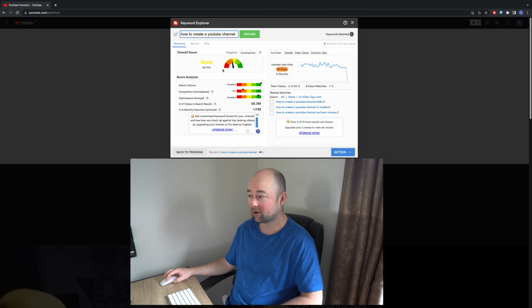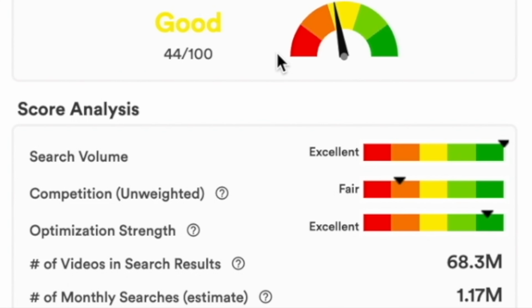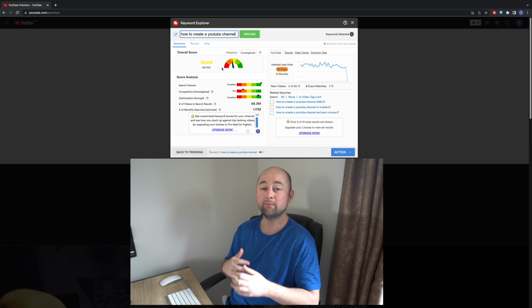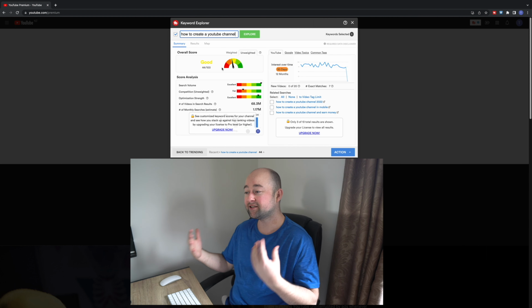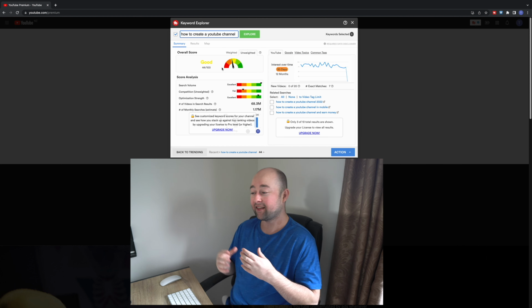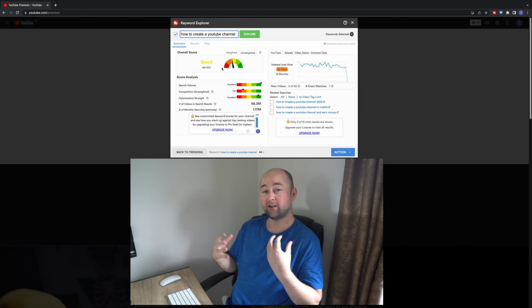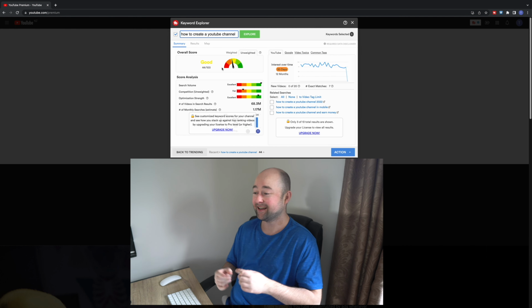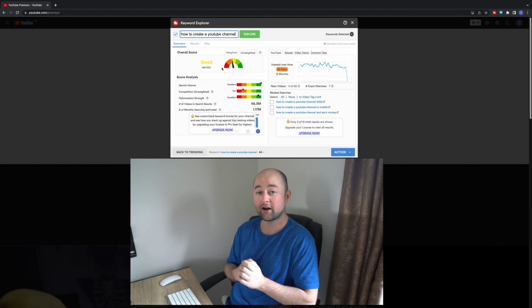So really think about the overall score. This is really important. You want to aim for at least in the yellow, but you want to aim for the green and above. You also want to really look at the search volume. Is this something that's going to help you get more and more views? If it's not highly searched and you're getting an excellent rating, that's probably because it's not that popular and not many people are searching for that keyword. So that's really something to think about if you're trying to get more views.